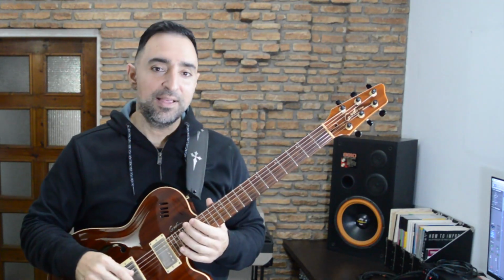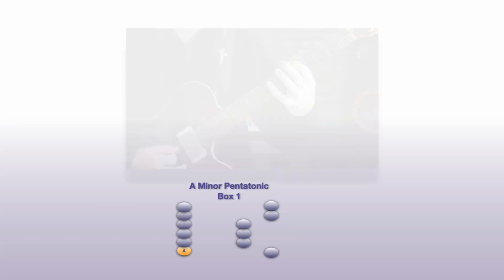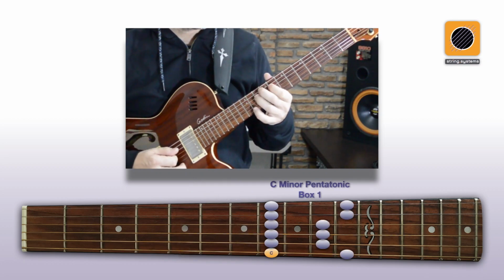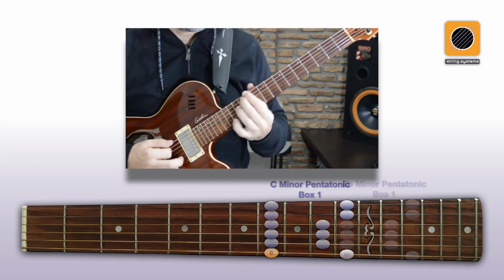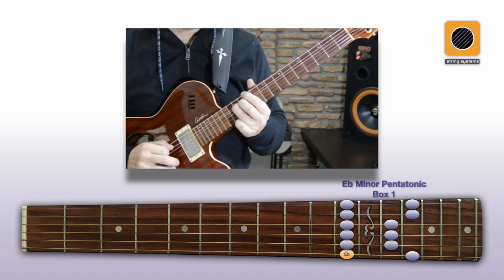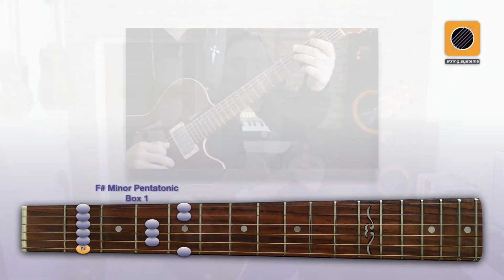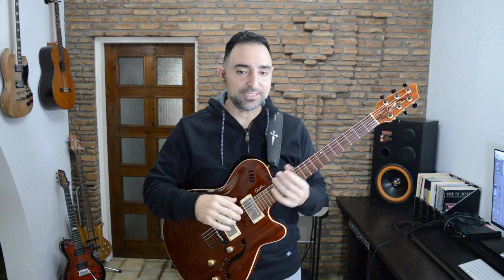If you use the very familiar box 1, for example, that would force you to interrupt your phrases as you jump from one position to another. Now this can sound okay, but it's usually very limiting because you need to interrupt and jump all the time.